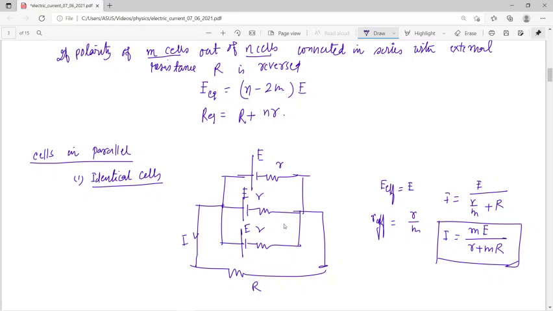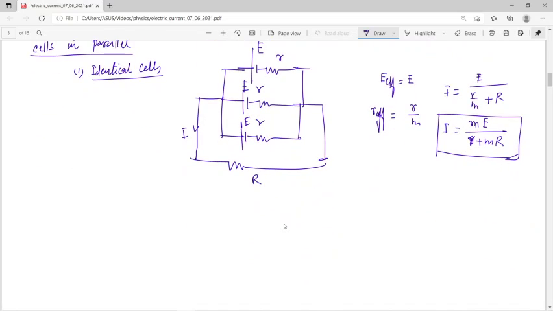And also you can do it in a similar way. If you want to find the case where small r is greater than capital R and all those cases, then you have to neglect a term and you can derive the results.